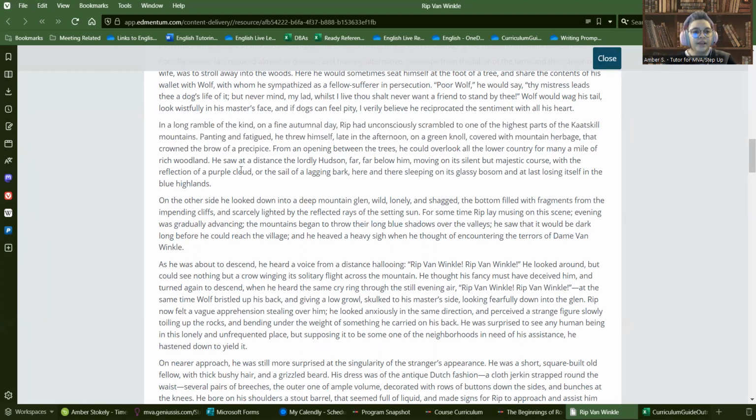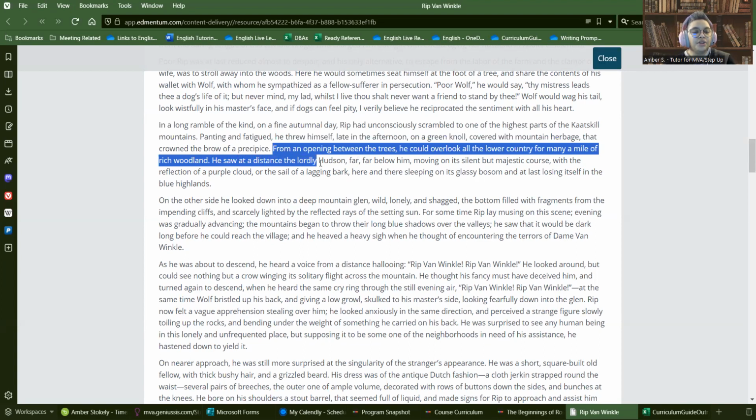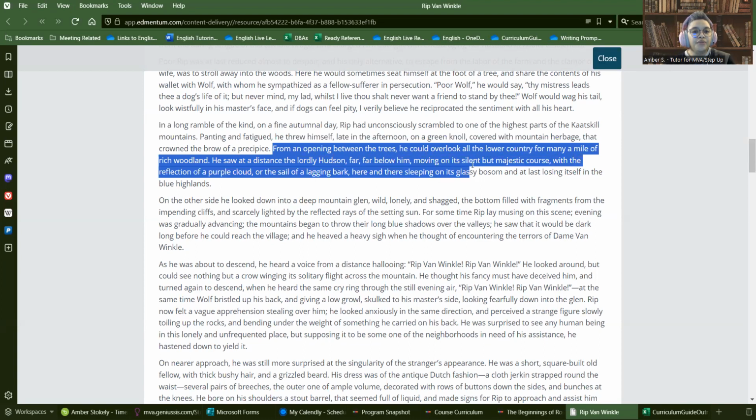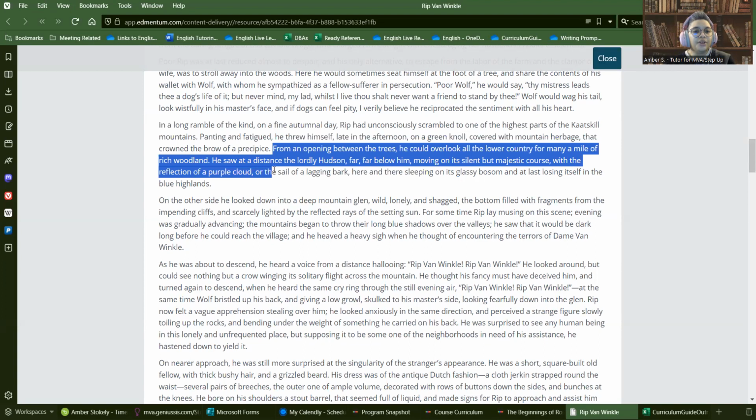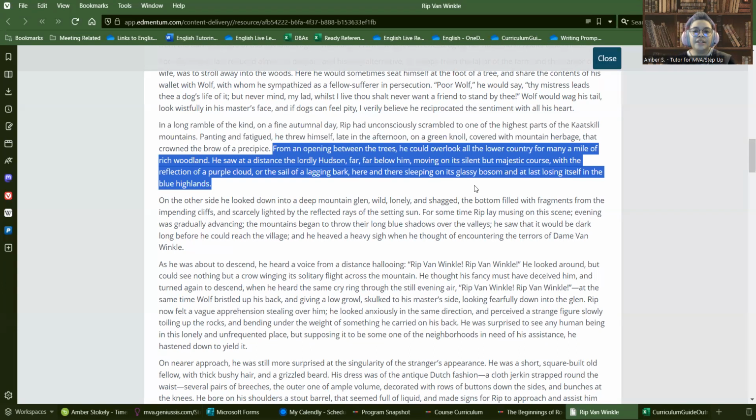From an opening between the trees, he could overlook all the lower country for many a mile near the rich woodland. He saw at a distance the lordly Hudson, so that's the river, far, far below him, moving on its silent but majestic course, with the reflection of a purple cloud or the sail of a lagging bark, here and there sleeping on its grassy bosom, and at last losing itself in the blue highlands. So he's basically looking over this hill, this knoll, and just seeing what's below.